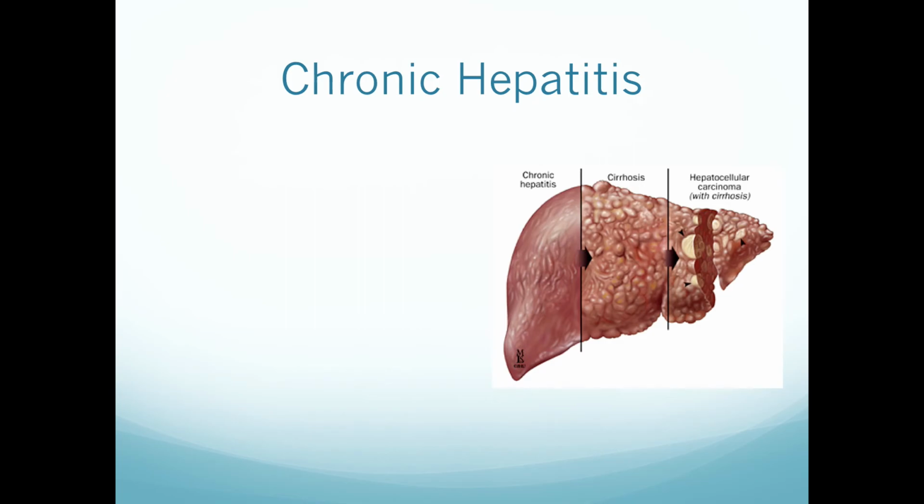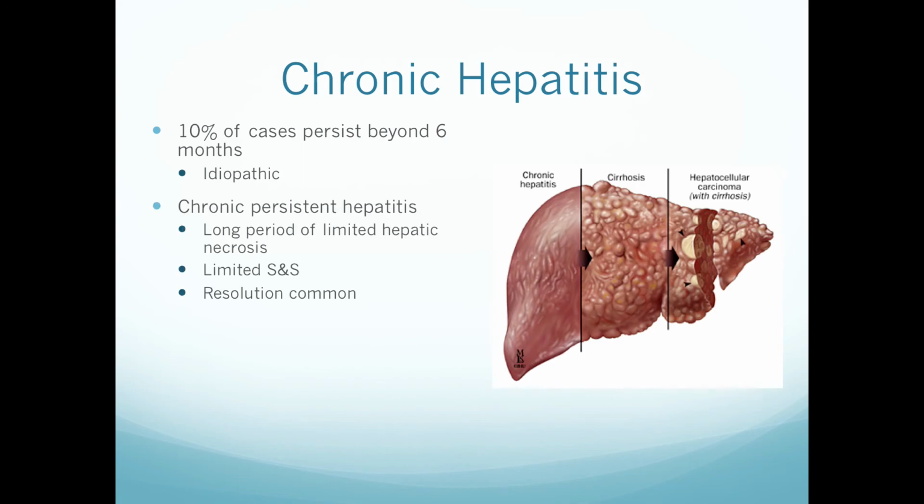So chronic hepatitis is just chronic inflammation of the liver. And it can be associated with these viruses. So like 10% of cases of hepatitis, they last more than 6 months. Sometimes it's idiopathic for that person. We don't know why it lasted that long, but it did.